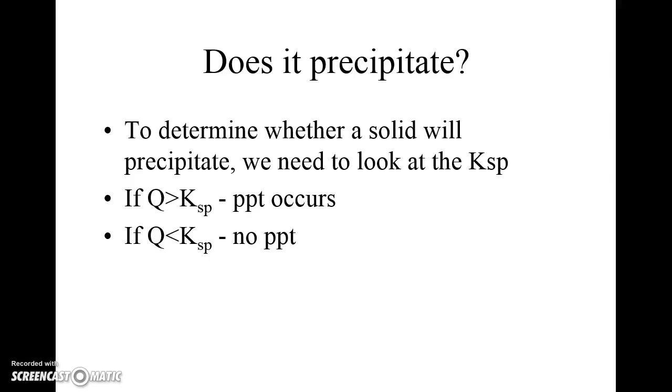These are pretty elaborate problems, and you can definitely expect to see at least one of them on your test. It says a 200 milliliter solution of 1.3 times 10 to the negative third molar silver nitrate is mixed with 100 milliliters of a 4.5 times 10 to the minus fifth molar sodium sulfide solution. The Ksp is 8 times 10 to the negative 51. Will a precipitate occur? The first thing we need to do is write the balanced equation between silver nitrate and sodium sulfide.